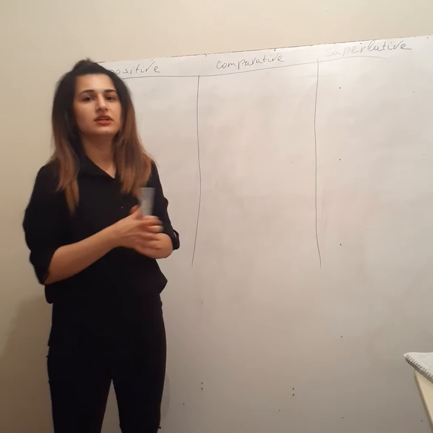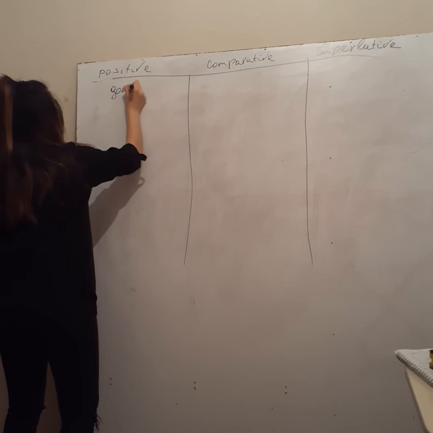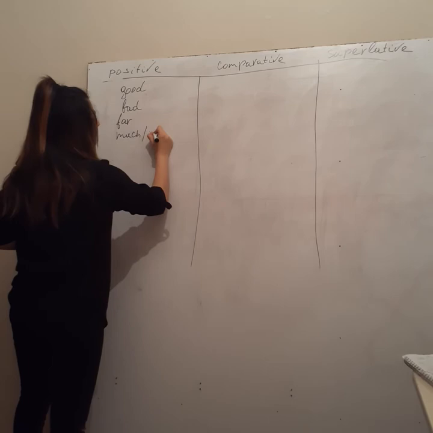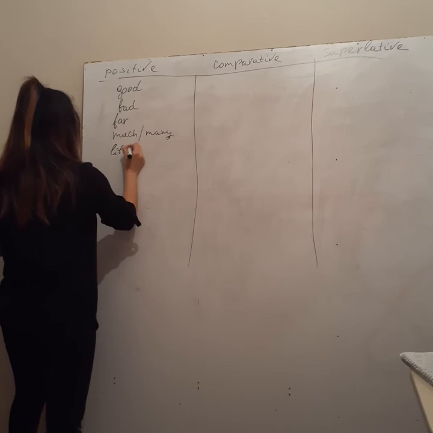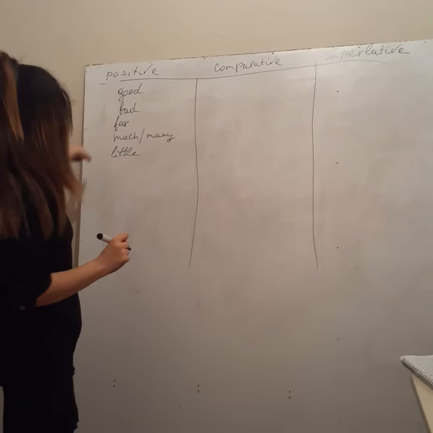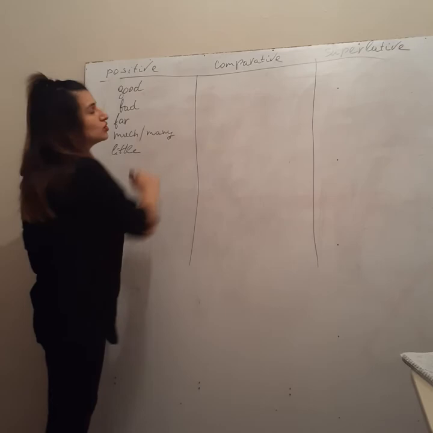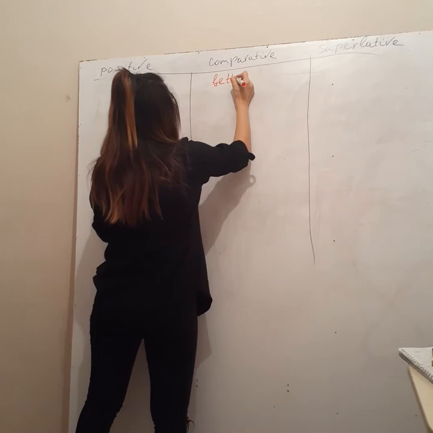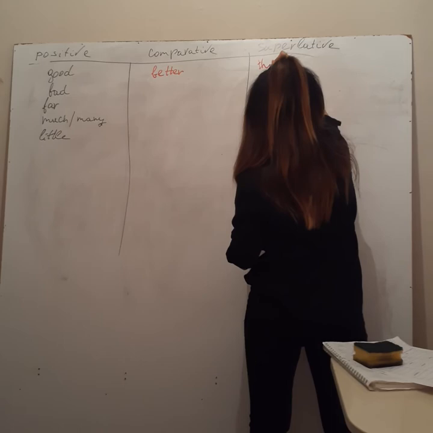And I forgot to explain irregular forms of superlative adjectives. Okay, good, bad, far, and much, many, and another, little. Sorry. And in this form of comparative, the form of them, for example, good. What is the comparative form of good? Better. Sorry, I forgot to explain them. Better, and the best. Yes. The best. These are irregulars.